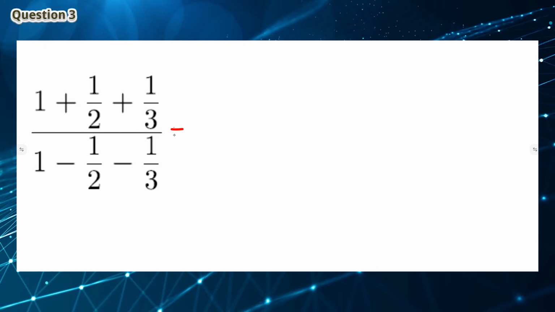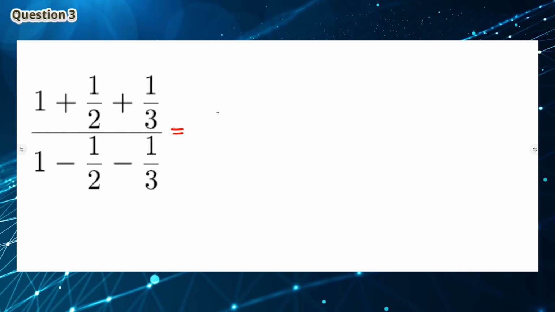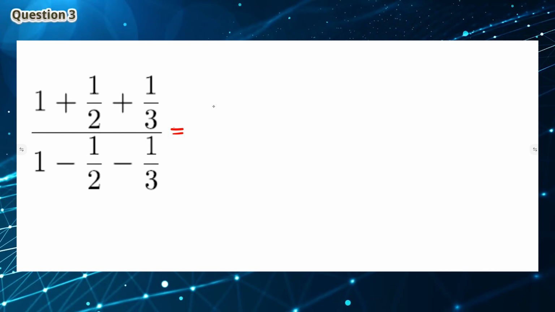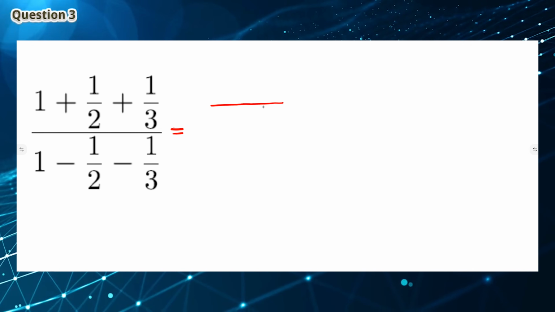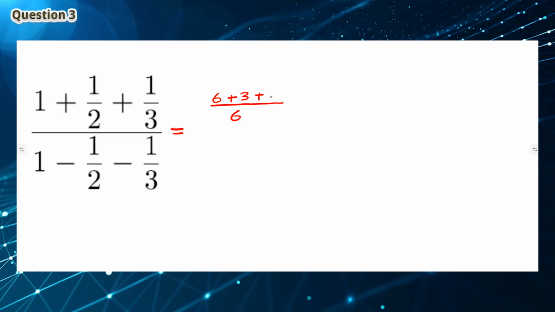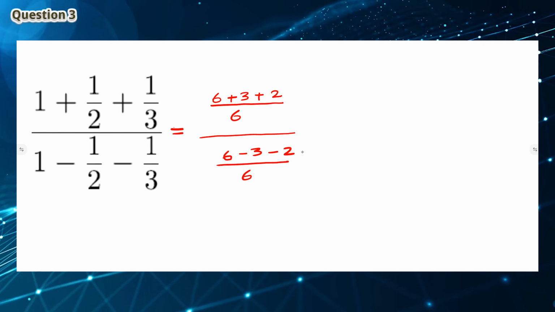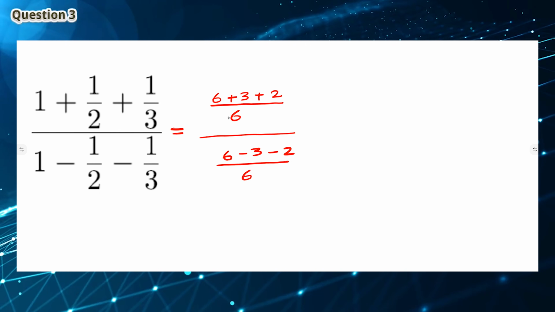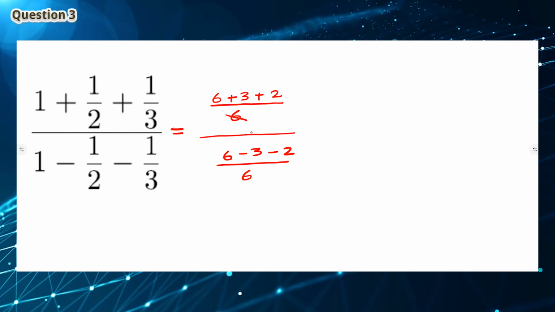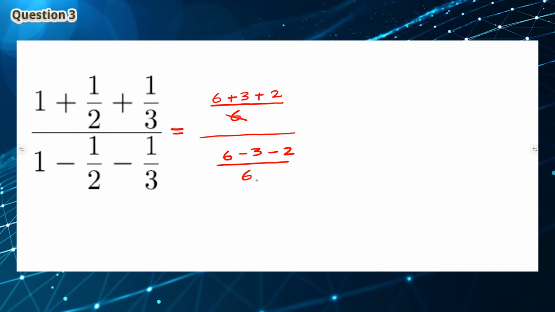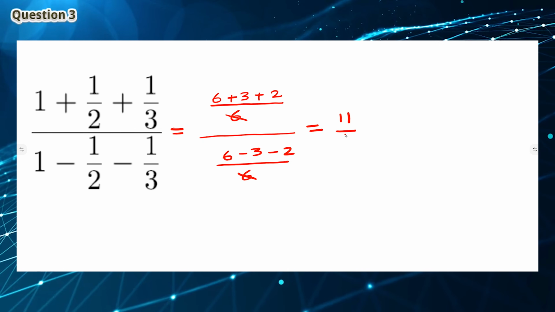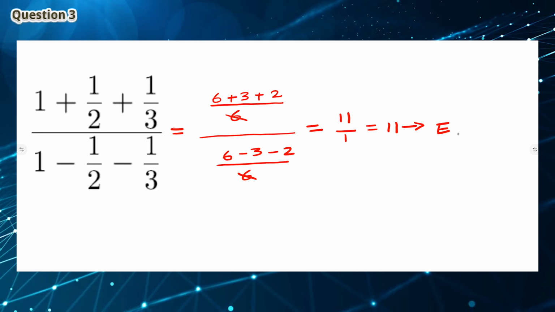To solve this question, we need to simplify the numerator and denominator into single fractions. The numerator gives a fraction of 11 on 6, and the denominator gives a fraction of 1 on 6. The 6's cancel out, which gives 11. This means the answer is E.